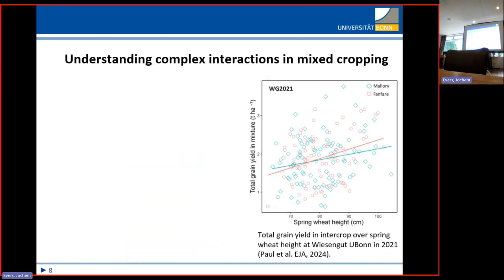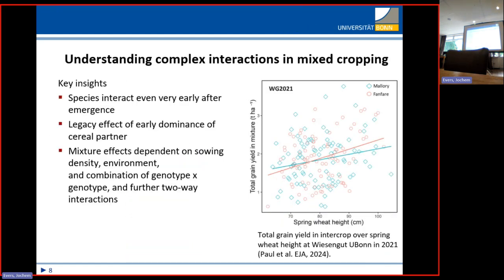Sorry, wrong direction. Okay, so to keep it short, our key insights were that the species interact at a very early stage, which I couldn't believe at the beginning, to be honest, but now I'm convinced it's really like that. And also in the PhD thesis of Euro's PhD candidate, she saw the same. And this has a legacy effect.